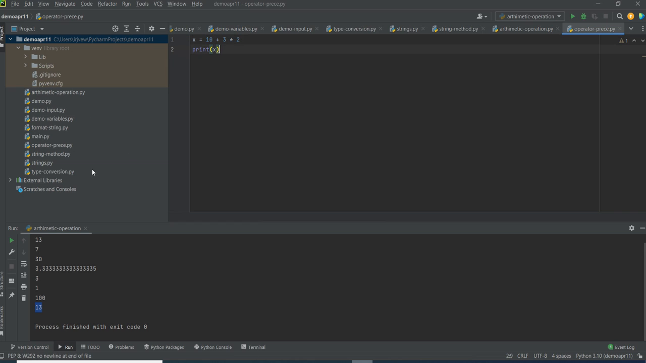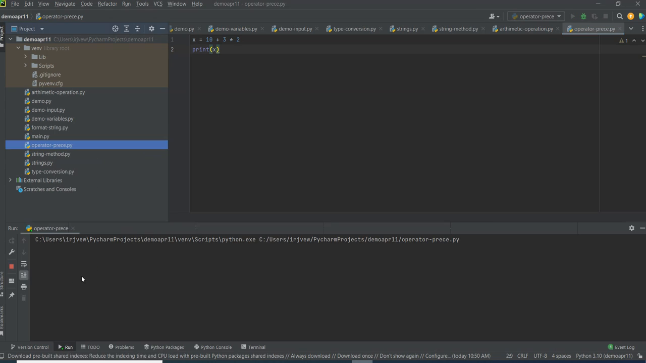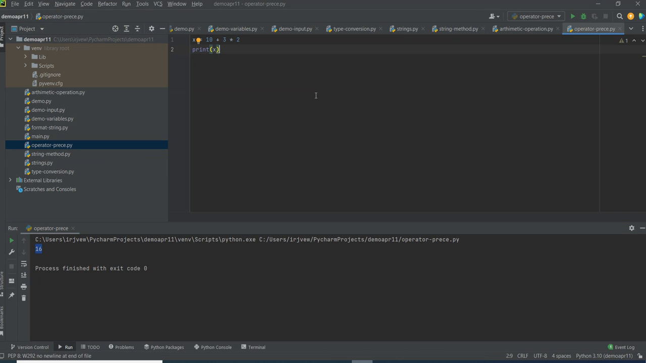Let's see what is happening over here. I'm just running this file. See, the 16 is getting printed over here. So this is what we call operator precedence. It's just a basic maths concept. It's not related to the Python programming language. All other programming languages also behave the same way.